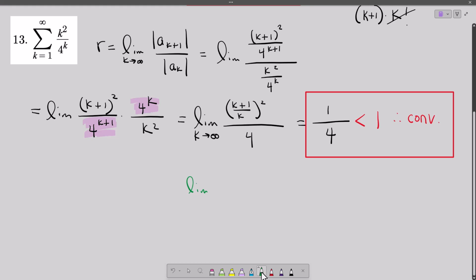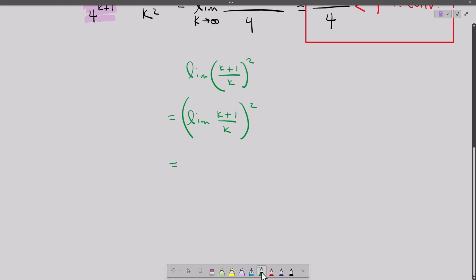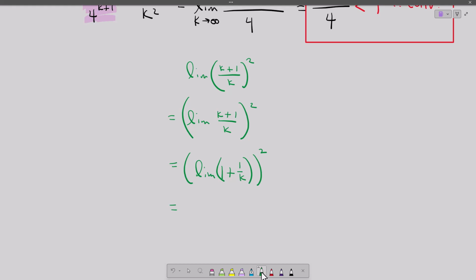So if you were to break apart just this right here, you're going to think about the limit of the inside and then square it. The limit of the inside, if you wanted, you could divide everything by k. So you have 1 plus 1 over k, squared. That limit inside there is 1 because 1 over k goes to 0, so you get 1 squared, which is 1. However you conceptualize it, that's one way to do it. One way to think about it.